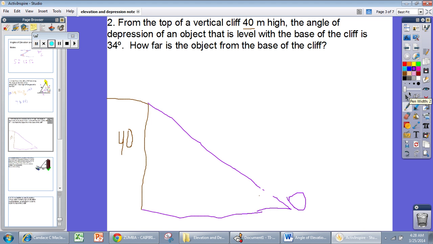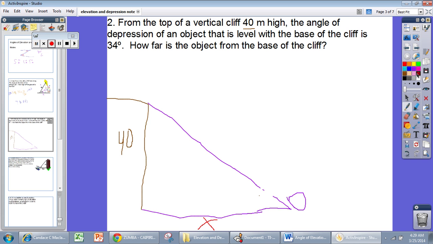Okay, so how far is the object from the base of the cliff? Here's the base of the cliff, the bottom of the cliff, and it wants to know how far away the object is. So my x is going to be this distance right here. So put your x. Now this 34 degrees is our angle of depression.